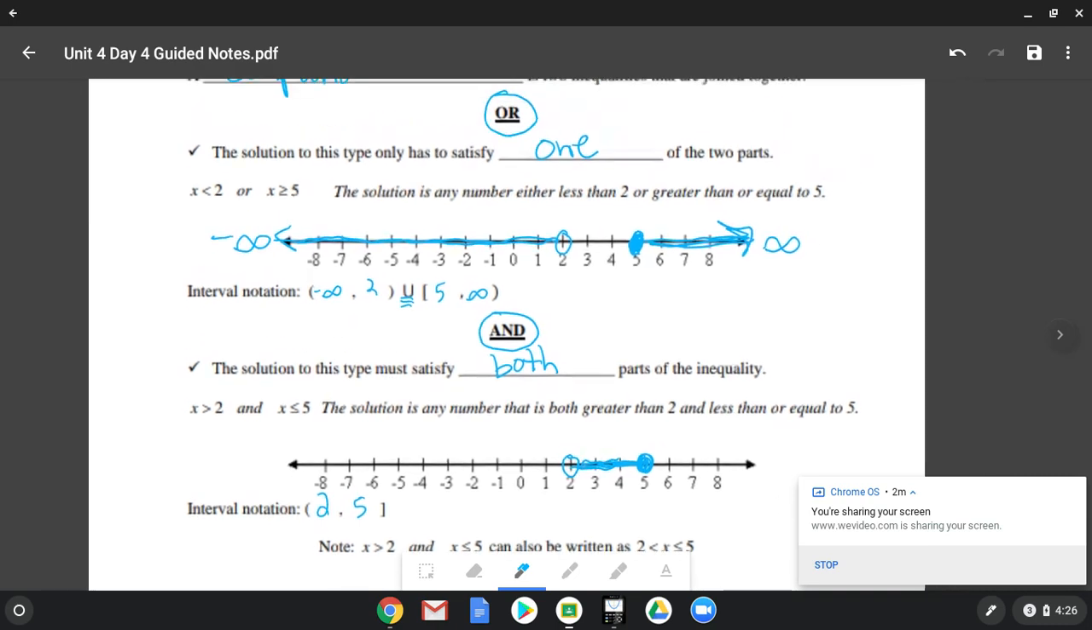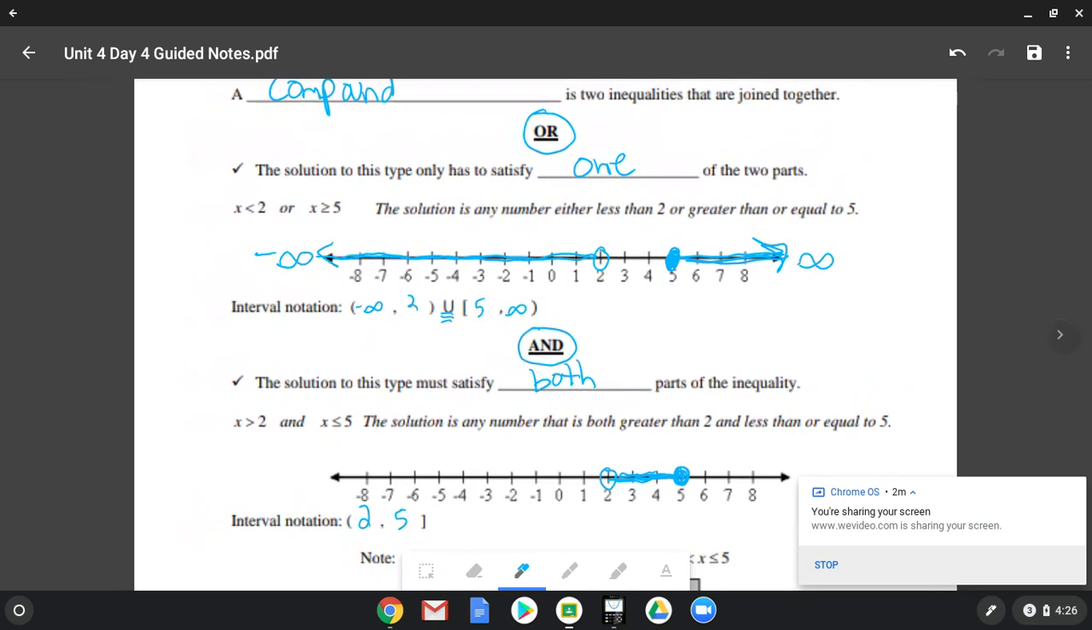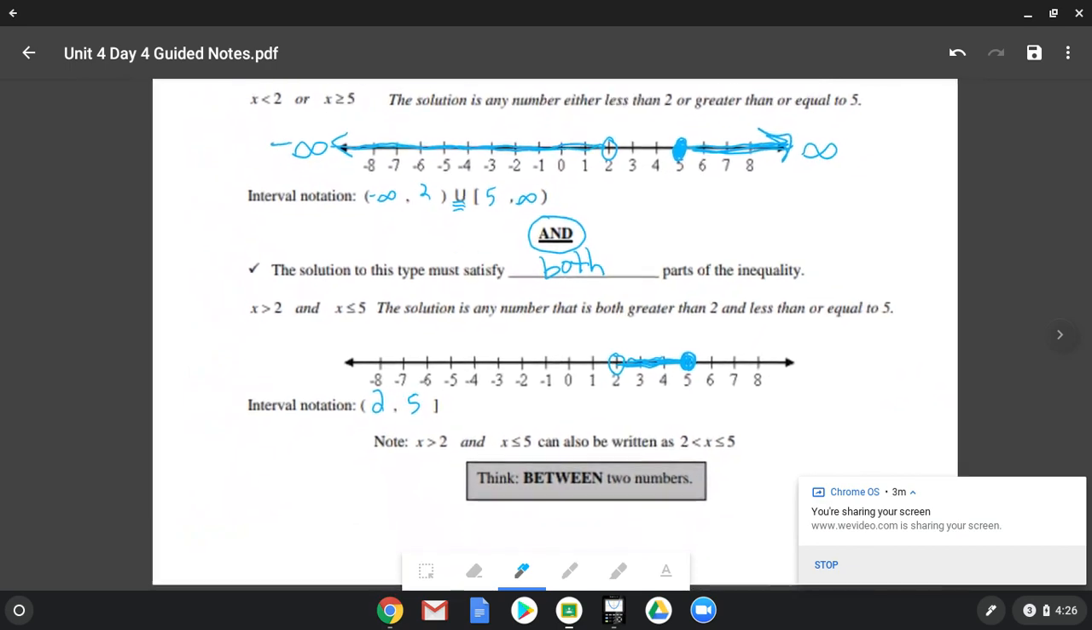So we have two different types if you look at this. We got the ORs, which are shaded away from each other, and there's a gap in between. And we have the ANDs that are shaded towards each other without a gap. There's only one way to write the ORs, and that's with the U in between, the two separate inequalities. And then for the ANDs, it's going to be one single inequality.